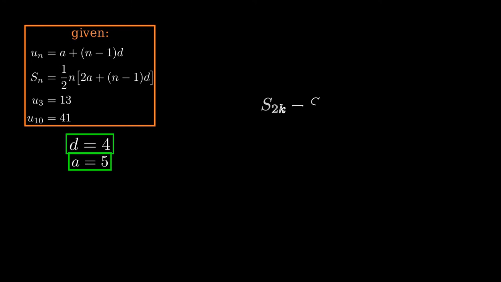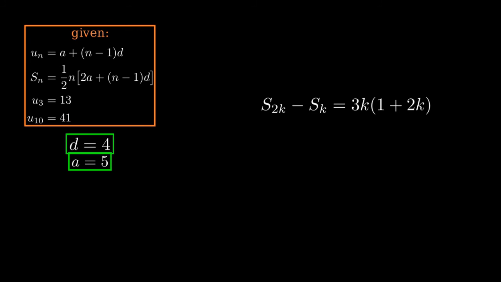Now part C. All right, we have the left-hand side there. It's the sum of 2k terms minus the sum of k terms, and we want to show that it equals 3k times 1 plus 2k. Okay, so we're just going to work on the left side.